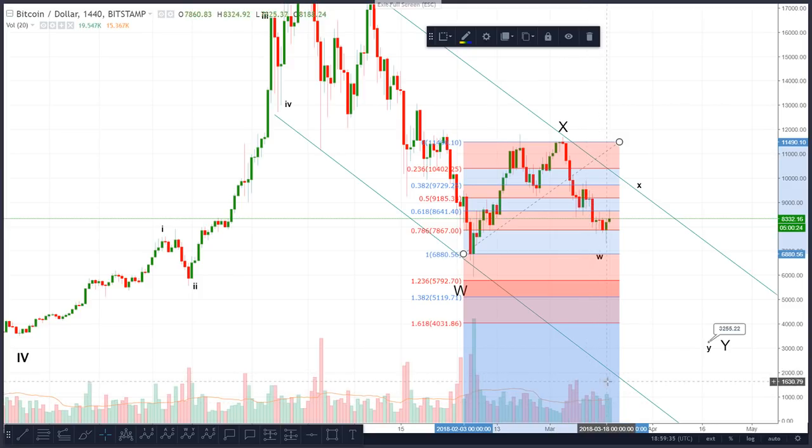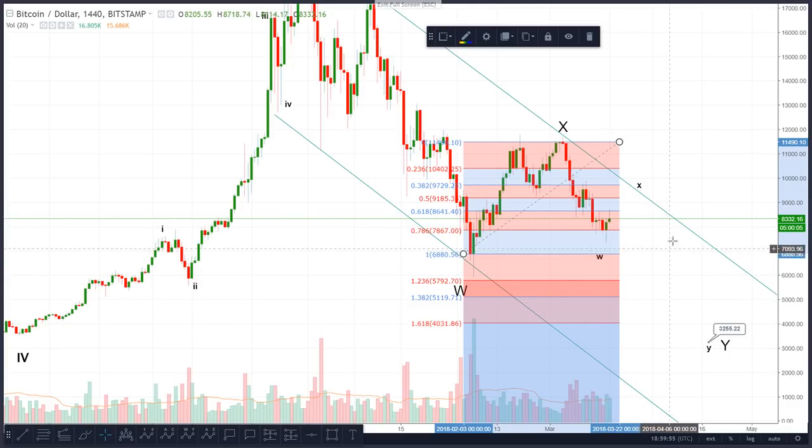If this is wave 3 of 3, then I'd expect to see a lot more volume, because this move is going to be epic. I just don't see that happening. I expect this to be a retracement. I expect the volume to stay similar to these levels here, and then it's going to make another big wave down. That's what I'm expecting.